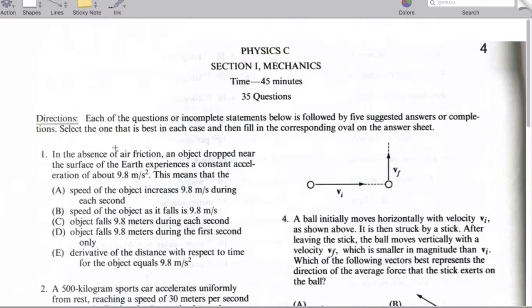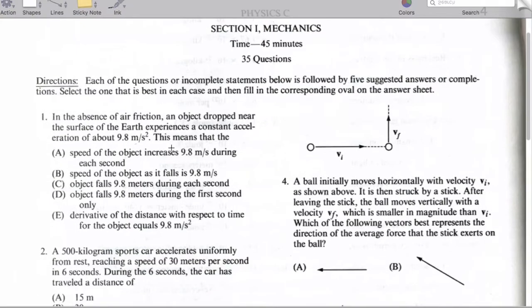So in the absence of air friction, an object dropped near the surface of the Earth experiences a constant acceleration of about 9.8 meters per second squared. Now, we've talked about this before, so let's be really clear. This is absolutely not true. That is not the speed. The object falls 9.8 meters during each second. That would imply a constant velocity. It actually turns out these say the same thing. And they both say the same incorrect thing.